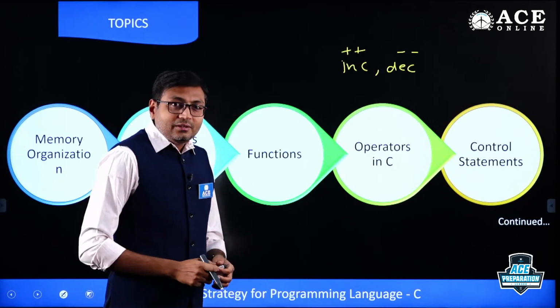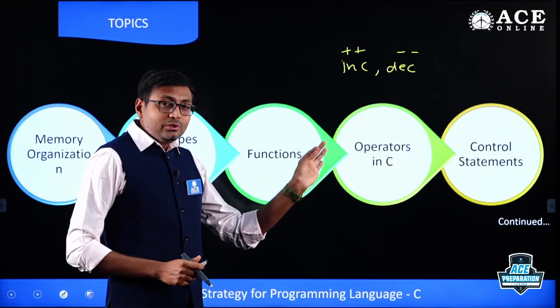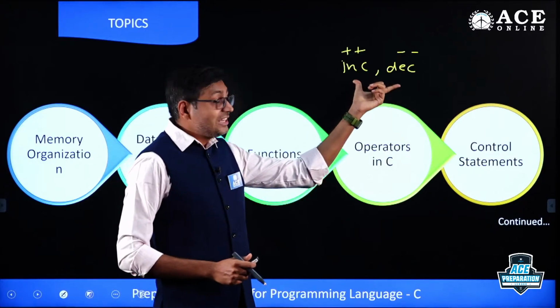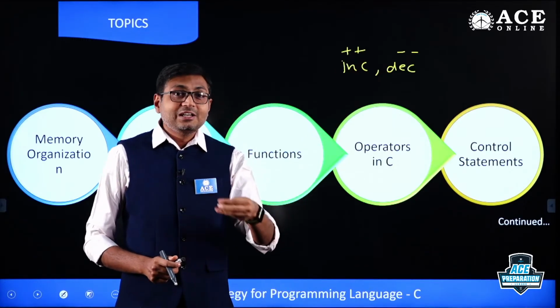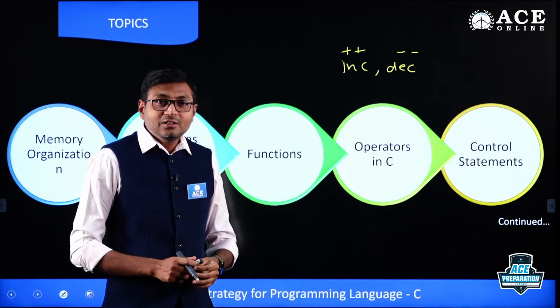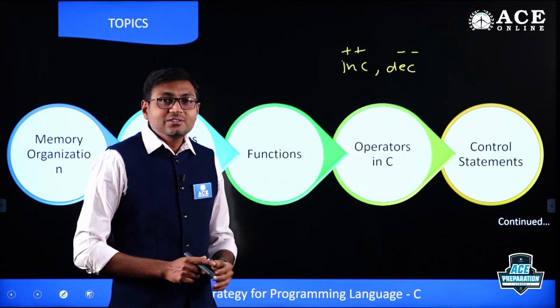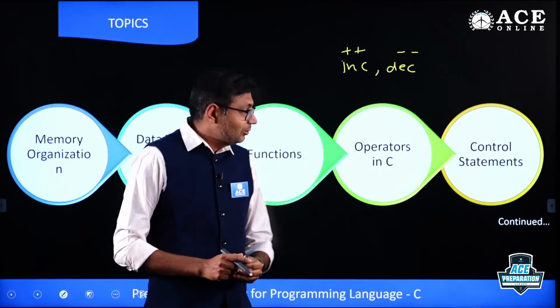Okay, I'll take one example of increment and decrement. Though this concept looks very simple, that increment increases the value of a variable and decrement decreases the value by 1, there are a few tricks you should try around this concept. So basically, operators in C we have to learn.